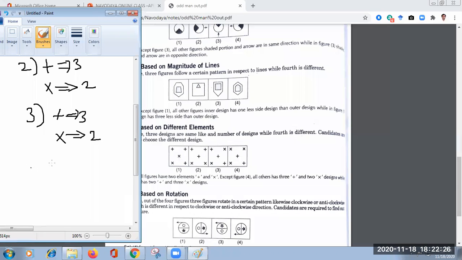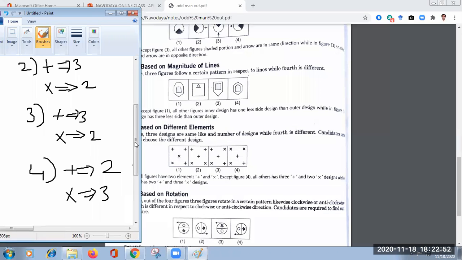Now what about the fourth one? In the fourth one, first the plus symbols. How many plus symbols are there in the fourth picture? We are having 1, 2. Two plus symbols are there. How many into symbols are there here? 1, 2, 3. So the into symbols we are having are 3.